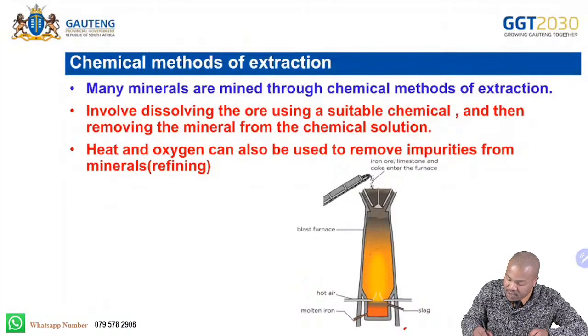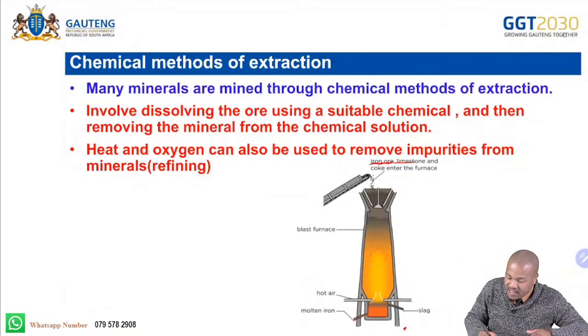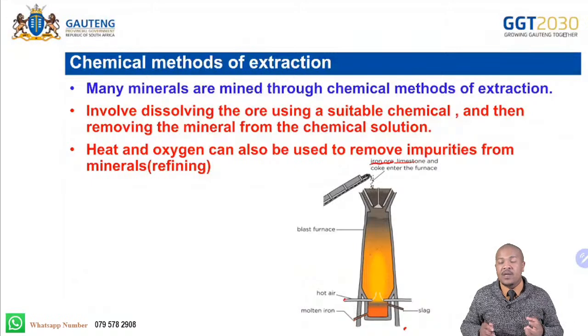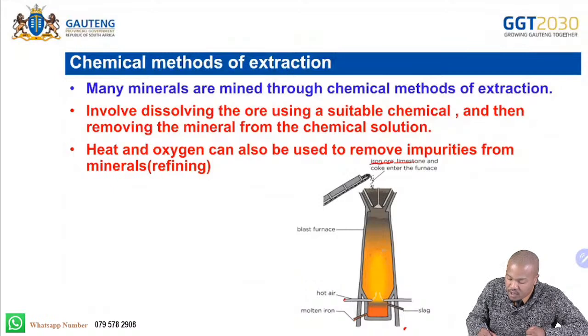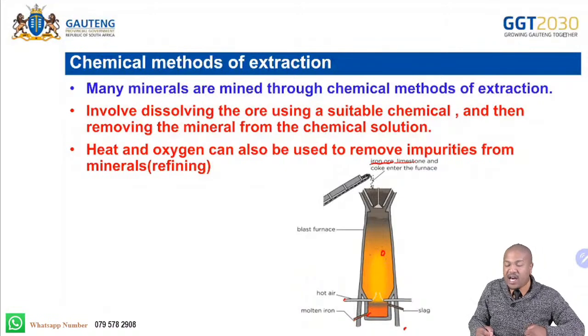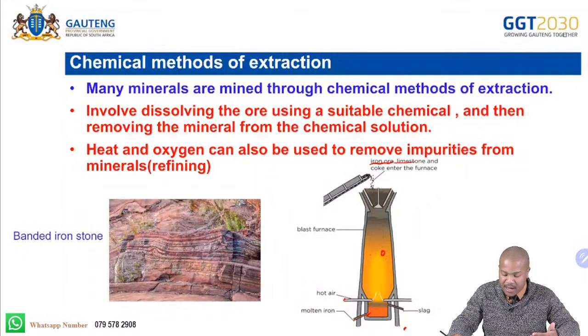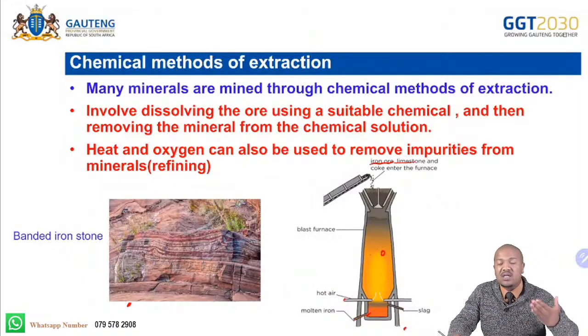As you can see now from our picture, we have iron ore, limestone, and coke entering the furnace. As they enter the furnace, they experience some seriously hot air, extremely hot air, which is going to melt everything together and also refine our iron, and we receive what? Our molten iron from the bottom of the blast furnace. This is also a picture of banded iron stone, where we are able to extract what?